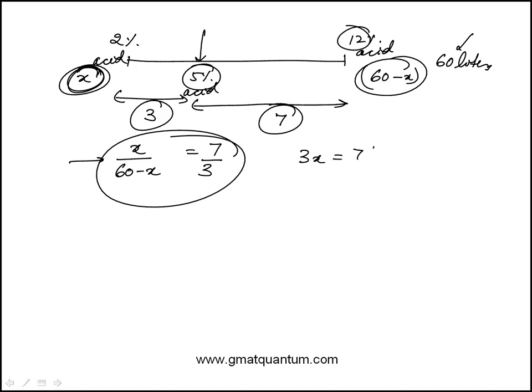So cross multiply. So that's 420 minus 7x, and then add 7x to both sides. 10x is 420, or x is 42. So the answer is 42 liters.